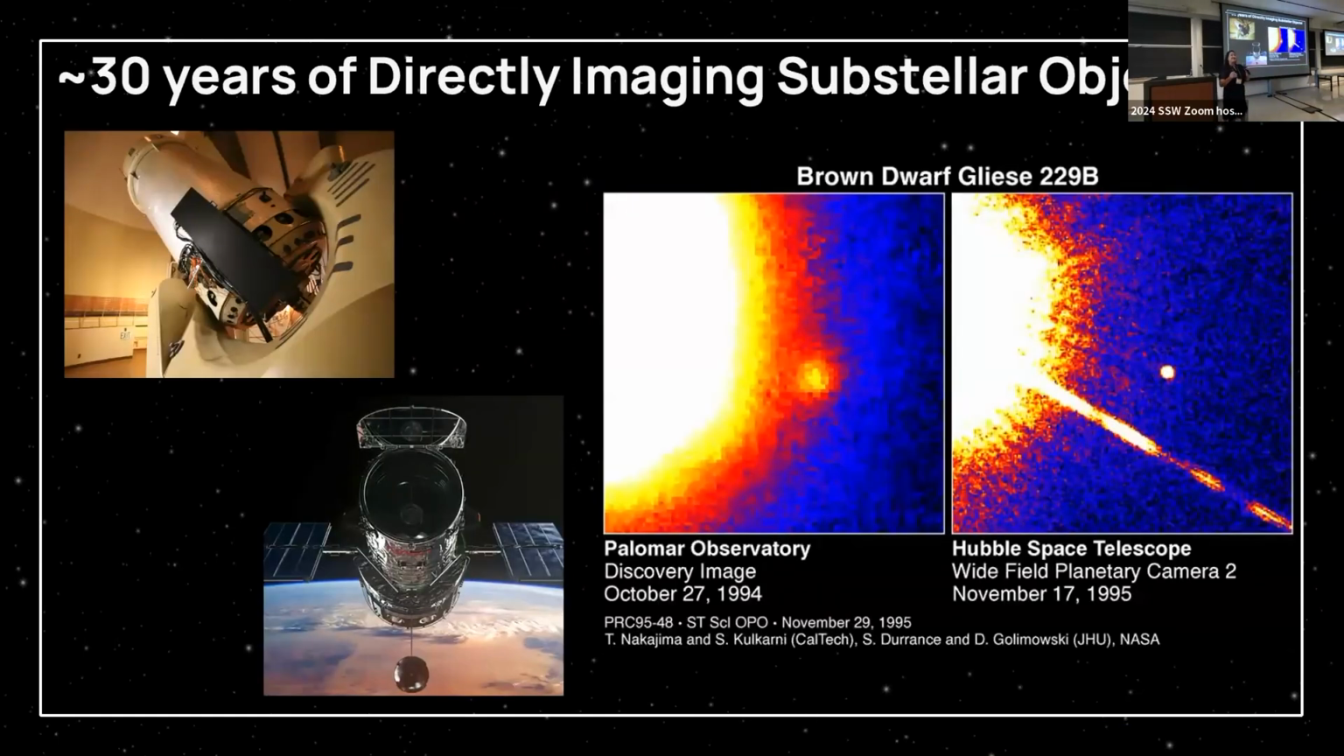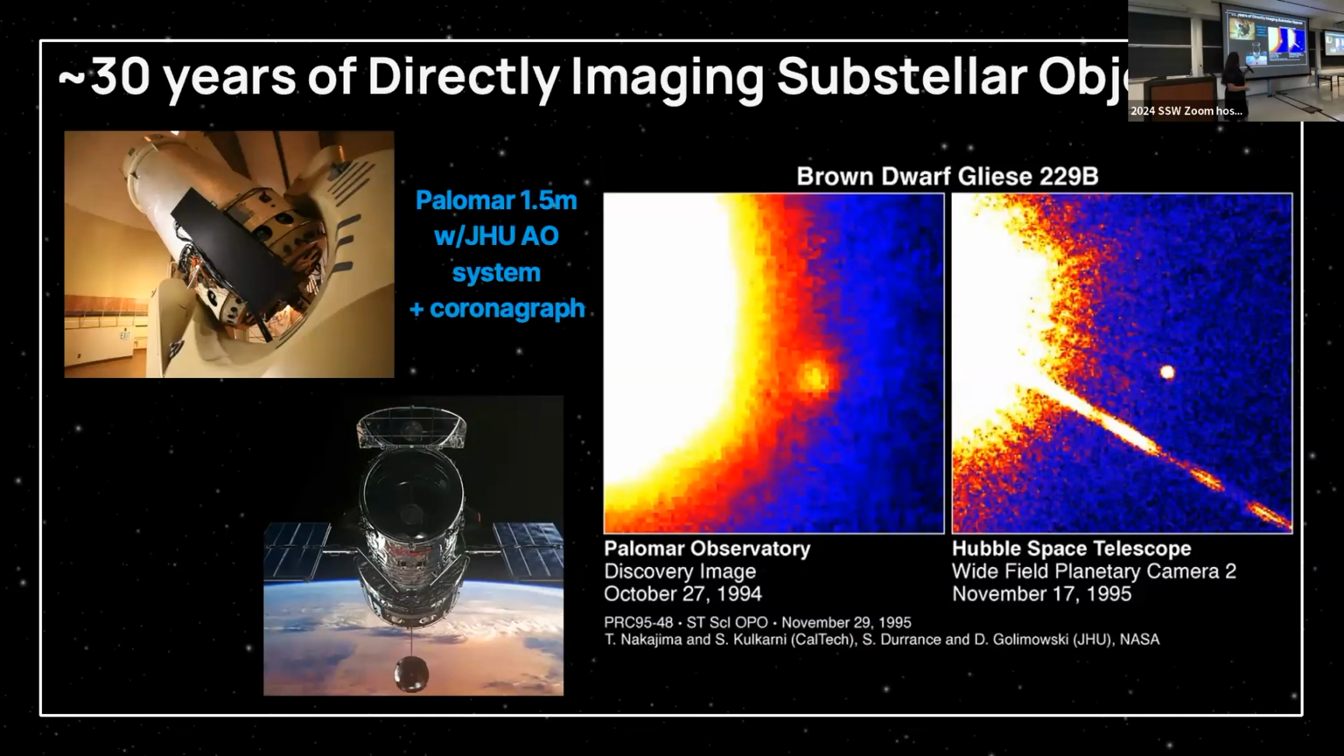Okay, so I want to start by reminding us that we are at the 30-year anniversary of directly imaging the first substellar companion to a star. This is an image of the brown dwarf GL229b, a cold, methane-rich T-dwarf companion that was discovered in October of 1994. And one thing I really like about this is that we're looking at two images side by side.